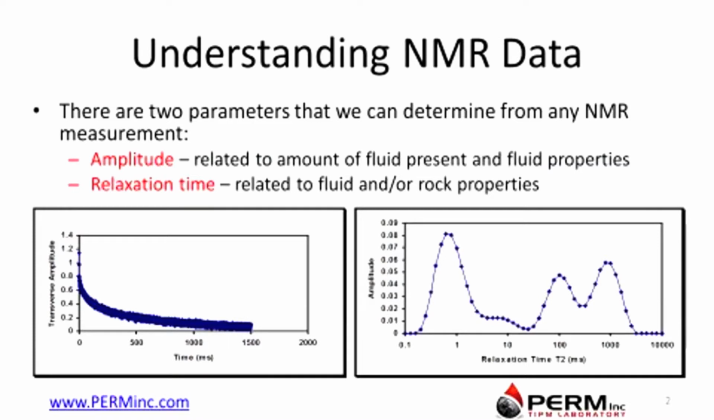The amplitude is related to how much fluid we have present in the sample. Remember that because NMR is telling us the signal from hydrogen, the more hydrogen or the more fluid we have, the more amplitude we will have. The relaxation time is related to either the fluid or the rock properties. And in the next few slides, we're going to step through amplitudes and relaxation times and try to get a better understanding of how we can use them to interpret our responses in heavy oil systems.